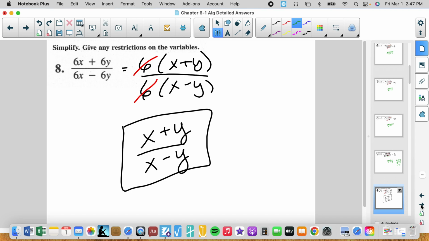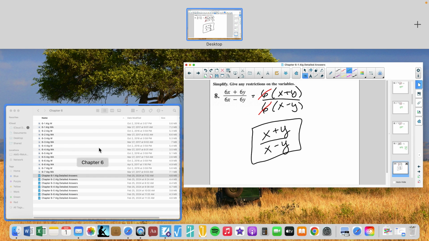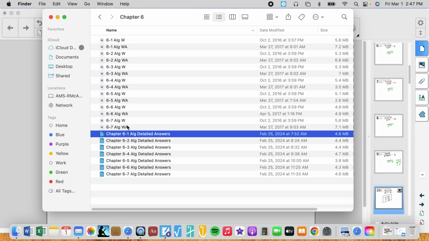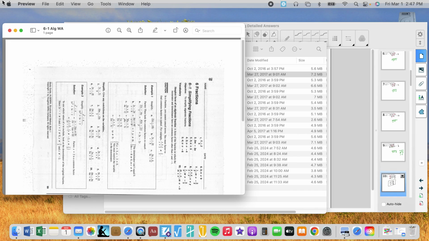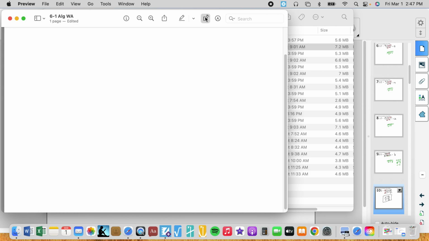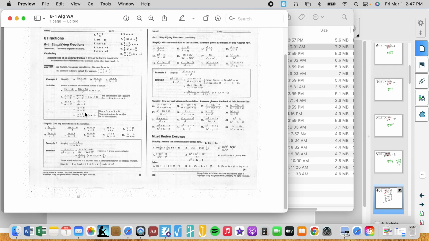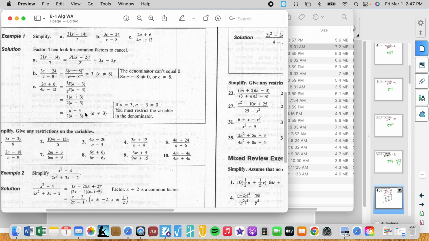Restrictions. How are they going to write that one? That's an interesting one. Let's take a second here. What do you think that is? Let's look at that. That is 6-1. What problem number 8? Let's look at 8.